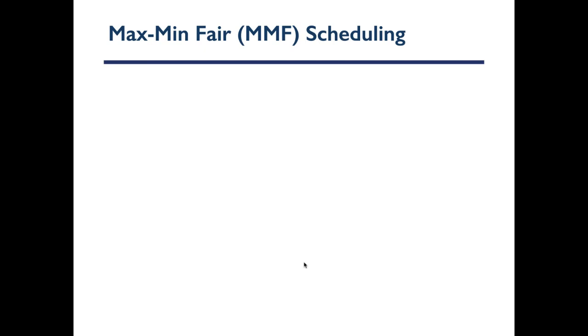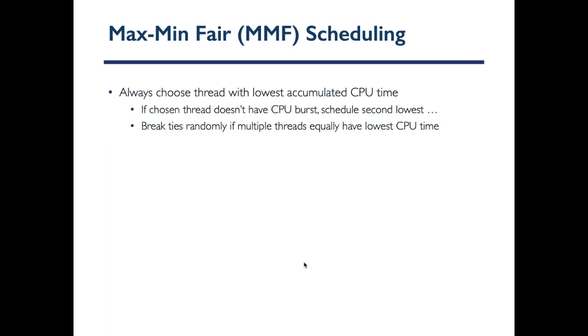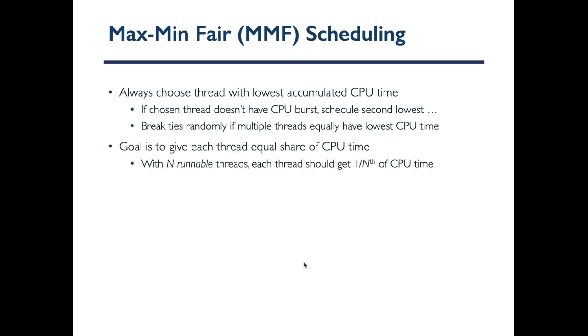Now, this is hopefully the last fairness policy that I'm going to talk about. It's called max-min fairness, or the max-min fair scheduler. The idea is very similar to stride scheduling. Every time, we're going to choose the task or thread with the lowest accumulated CPU time. By doing so, the goal is to equalize the amount of CPU time that each task gets.